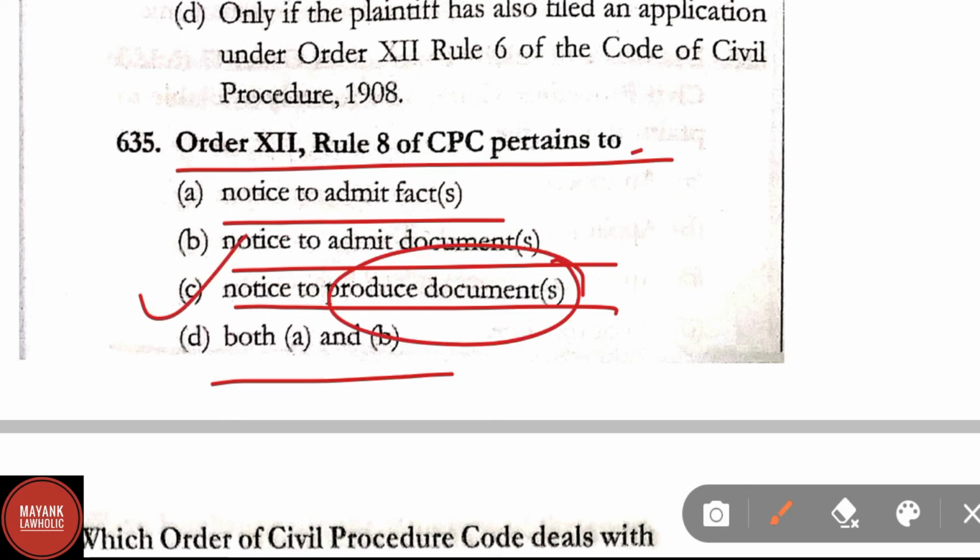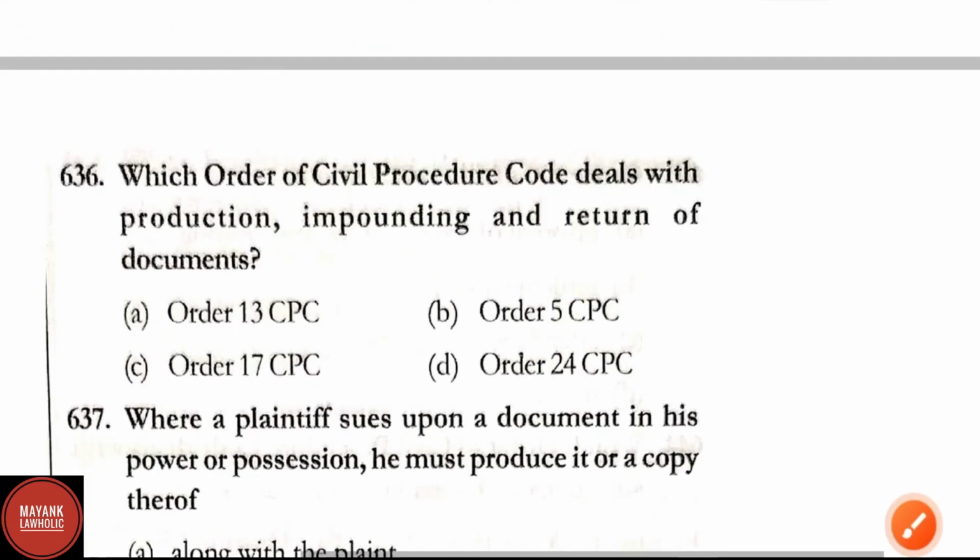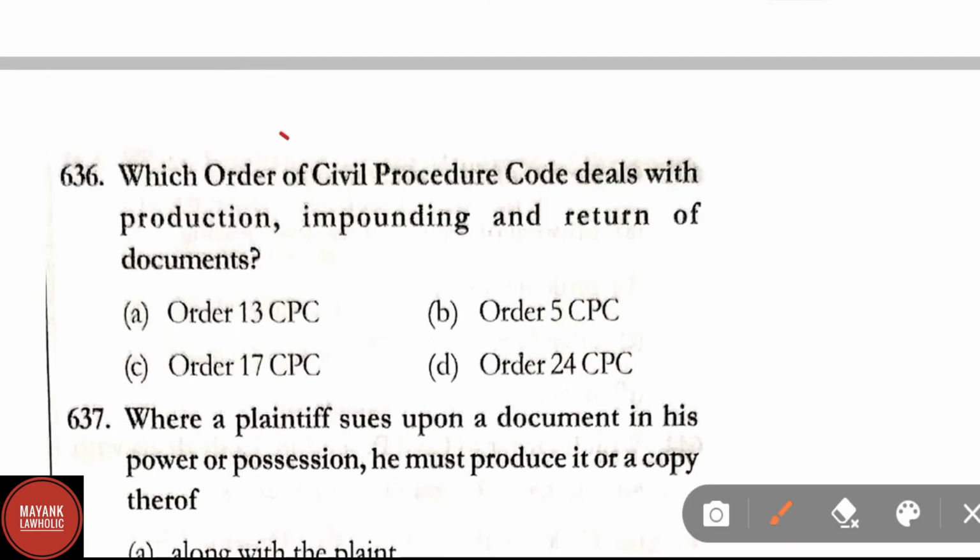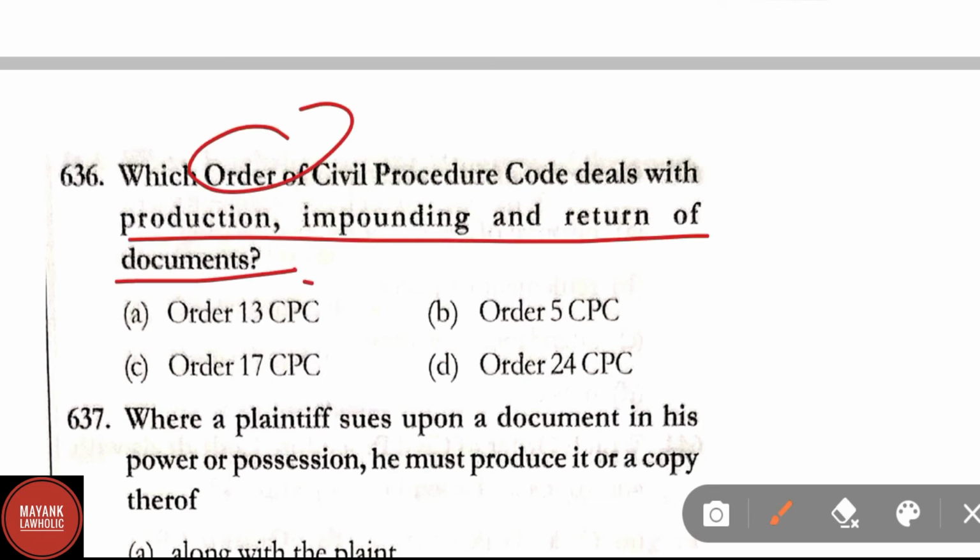Order 12 Rule 8 of CPC pertains to notice to produce documents. Question number 636. Which order of CPC deals with the production, impounding and return of the documents? Correct answer here is option A, that is Order 13 CPC.